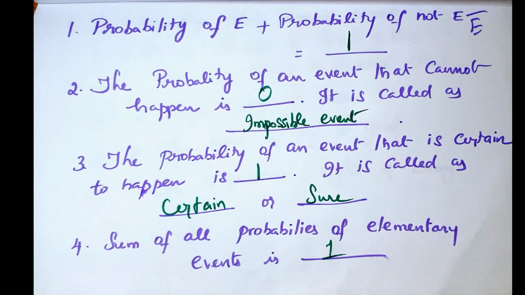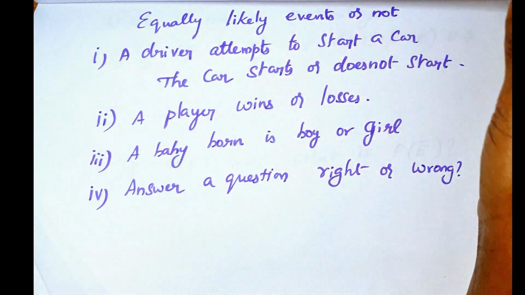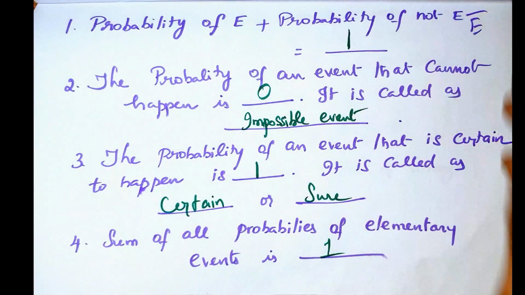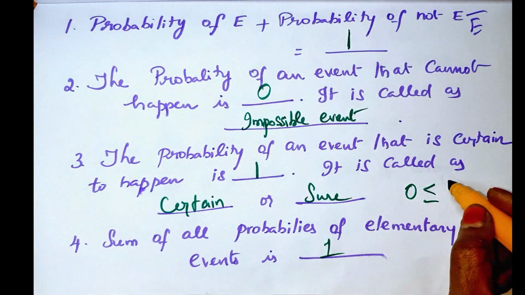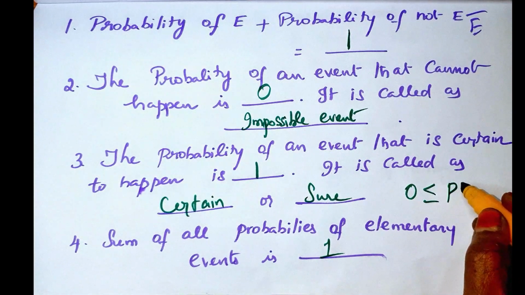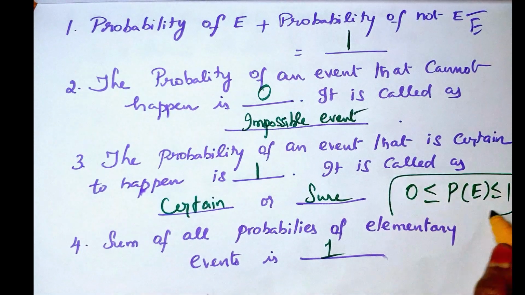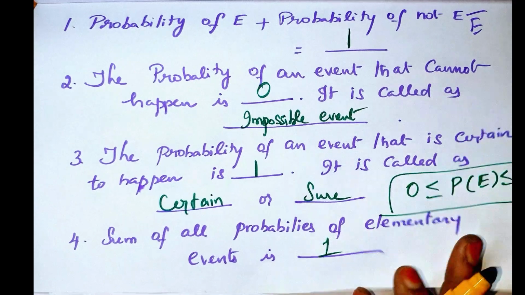Am I right? Yes. The next one is, and one more thing I want to say. The probability value always lies between 0 and 1. 0 is less than or equal to the probability of an event, which is less than or equal to 1. Probabilities should lie between 0 and 1.